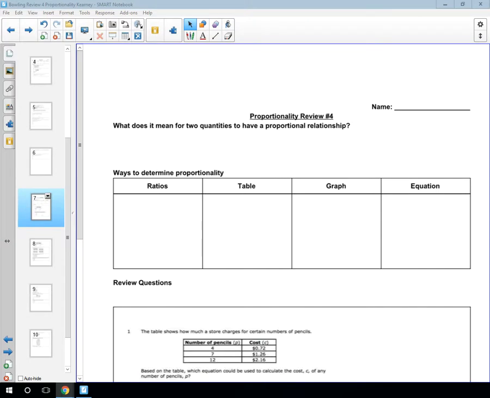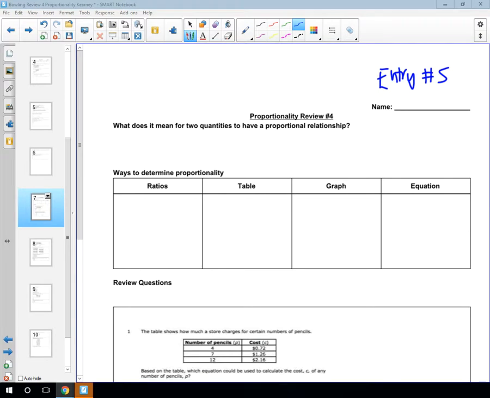Hey guys, and welcome to the Kearney Math Show. Just taking you back to our first discussion of ratios. If you would, before we get started, go ahead and write at the top: this is entry number 5. And we're going to be talking about proportionality. So what does it mean for two quantities to have a proportional relationship?